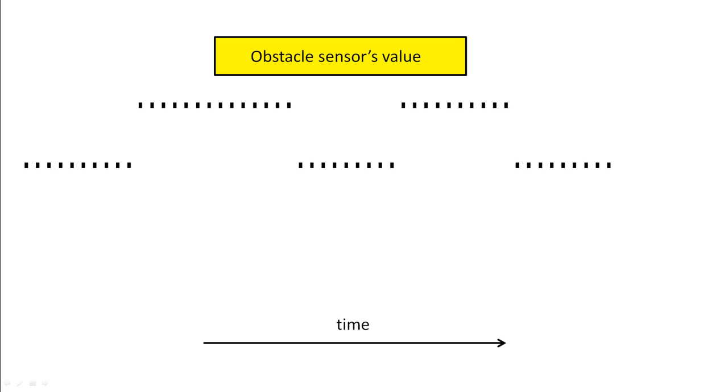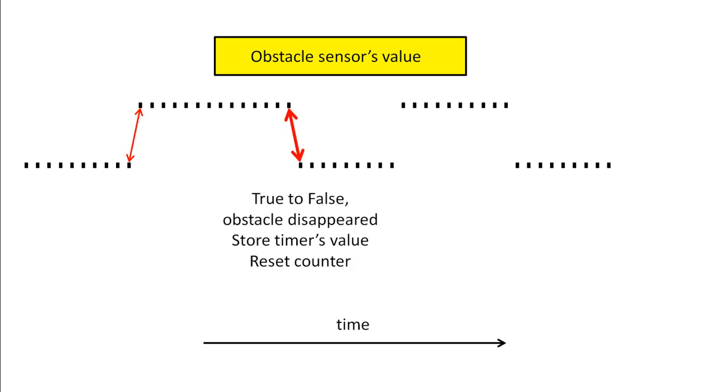Let us now see how to calculate the time duration of an obstacle. An obstacle appears when the value of the sensor changes from false to true. This means that each time we check the sensor, we need to remember its previous value in order to decide if an obstacle has just appeared. If this is the case, we reset the timer and start measuring the duration of the obstacle. When the sensor returns false, after it returned true, we conclude that the obstacle has disappeared.